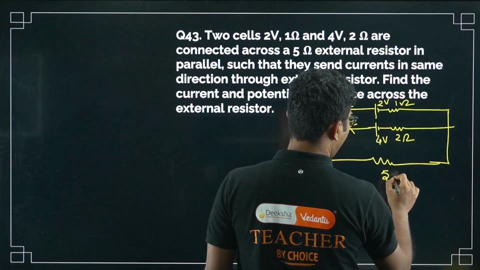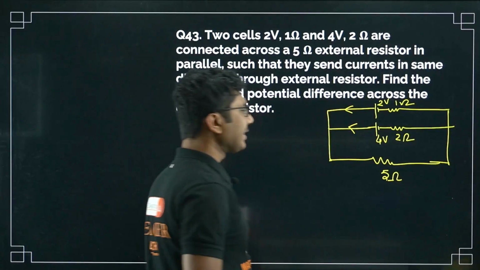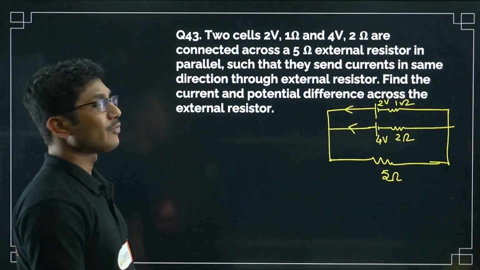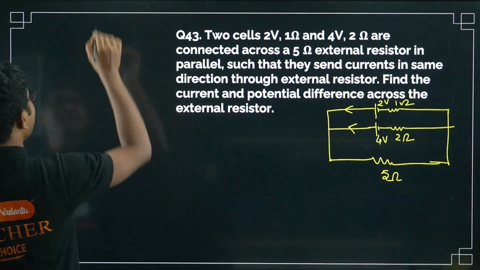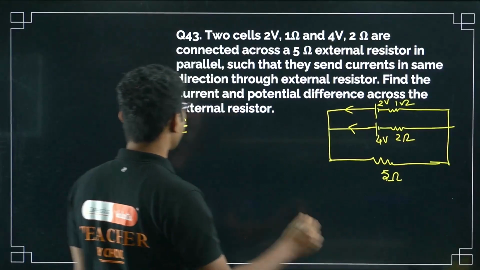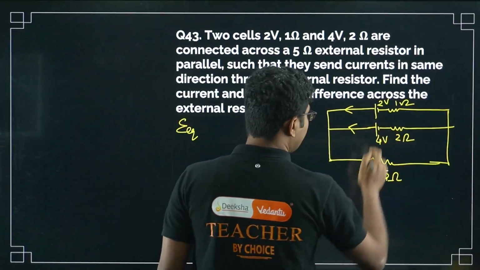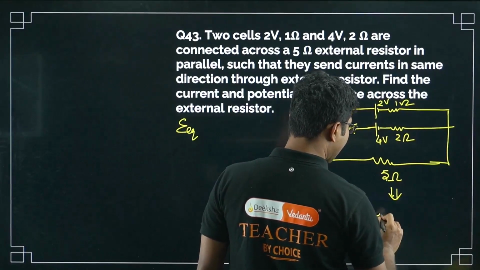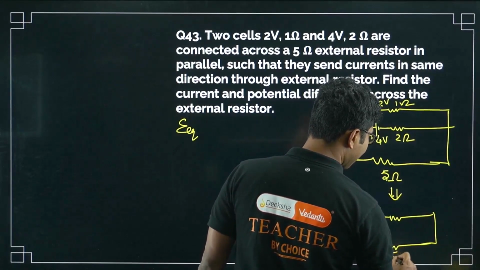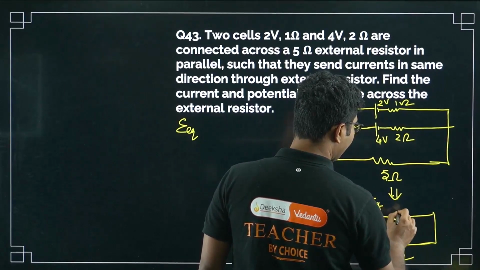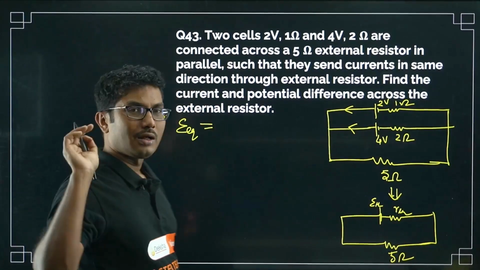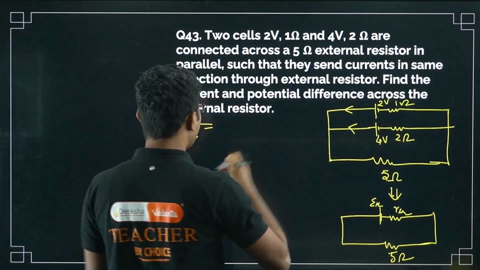So you have to find the current and potential difference across the 5 ohm resistor. For that, we will apply the combination of cells in parallel formula to find the equivalent EMF. What will happen if we replace that? We will get only one battery and one resistance. This is the simplest circuit, right? If you know the formula, we can find the R equivalent, epsilon equivalent, and calculate using simple Ohm's law. So that's why we will try to find the epsilon equivalent.